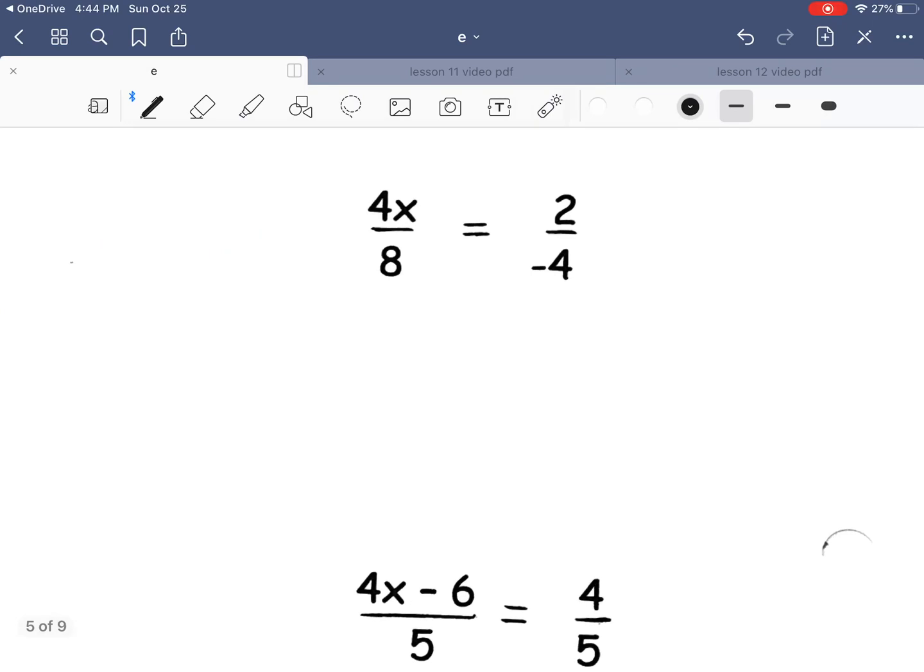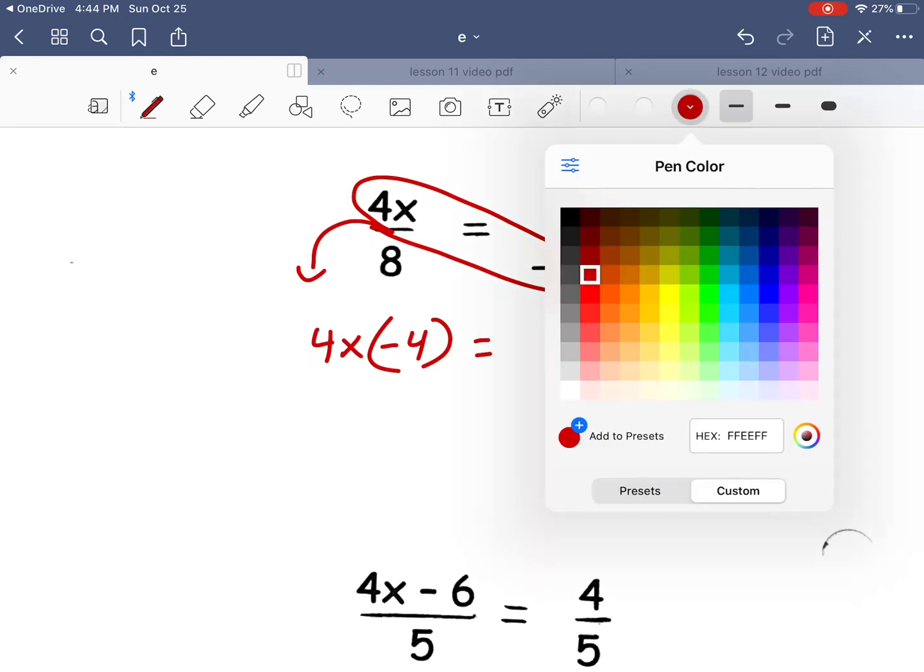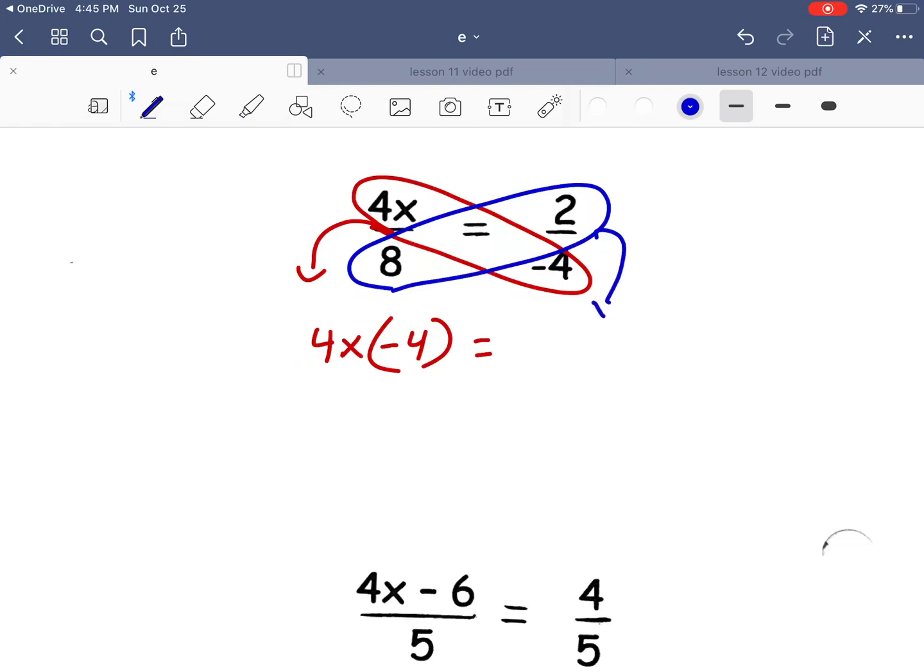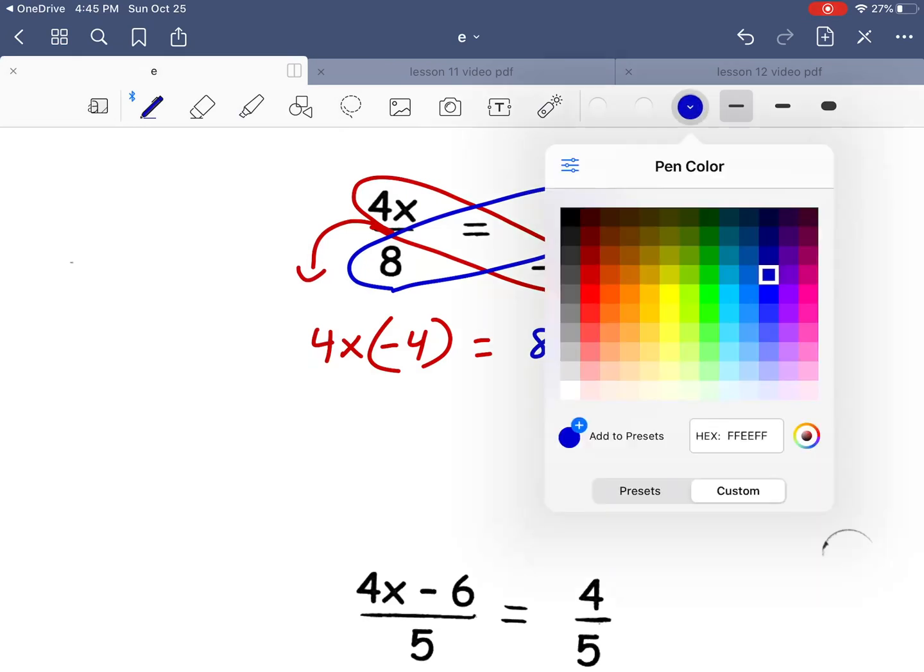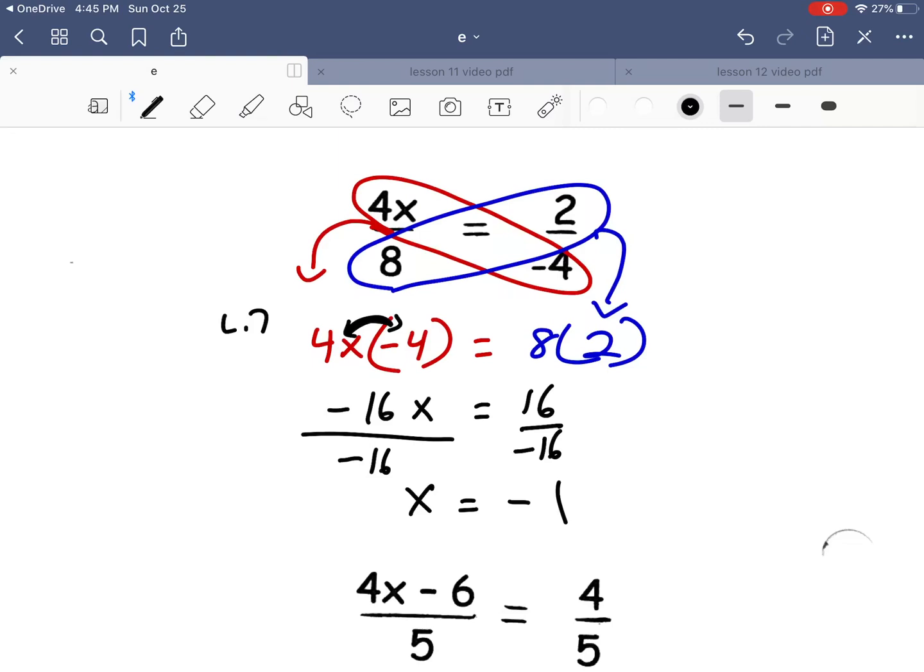Next example, so we'll do several examples here so you can understand. Next one, again, product of the extremes, so 4x times a negative 4 on one side. The other side, nice and easy there, 8 times 2. The next step, these two multiplied, remember back to lesson 7, negative 16x is equal to 16. Back to the previous lesson, really baby lesson 6, divided by 16, divided by 16. X is equal to negative 1 as an answer.